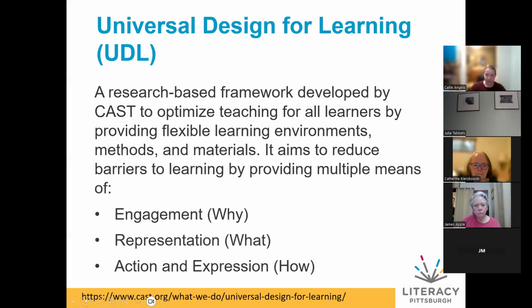Beginning with UDL, Universal Design for Learning is a research-based framework developed by CAST to optimize teaching for all learners by providing flexible learning environments, methods, and materials. It aims to reduce barriers to learning by providing multiple means of engagement, representation, and action. They're breaking down the process of teaching and the process of learning into these 3 scenarios. So it's the why is your student learning, what are they learning, and how are they showing you what they have learned.